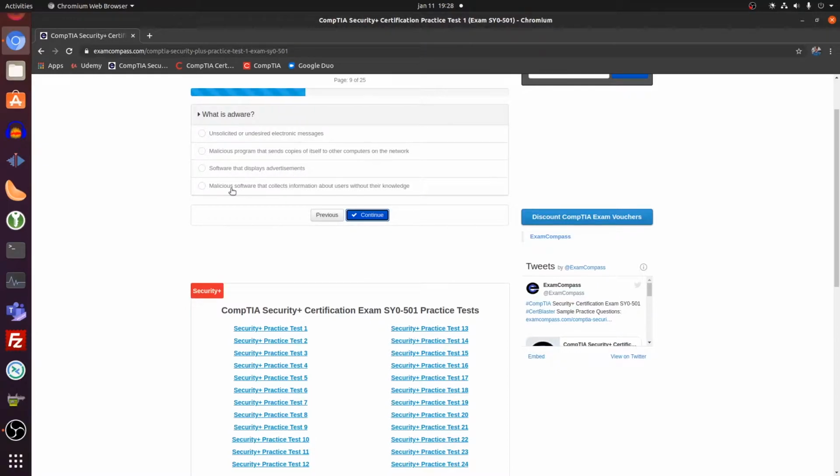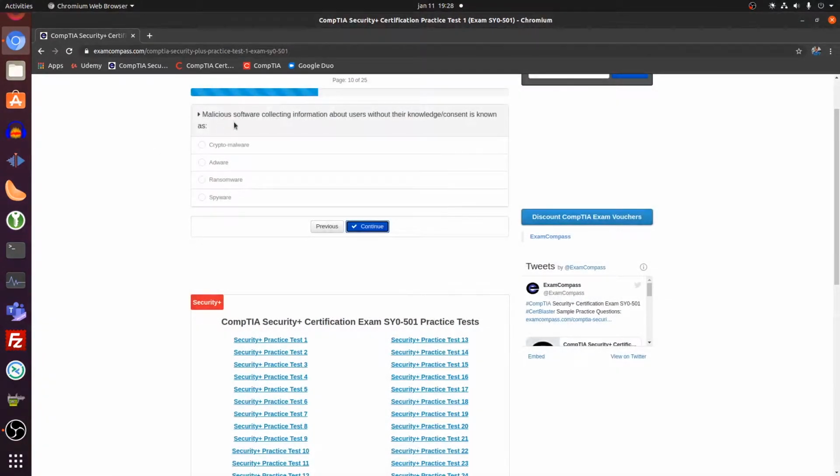Software displays. Adware. Well, it has to do something with adware. I think it's malware disguised by advertisement. Undesired. I don't really see the answer that I'm looking for, but software that displays advertisements.